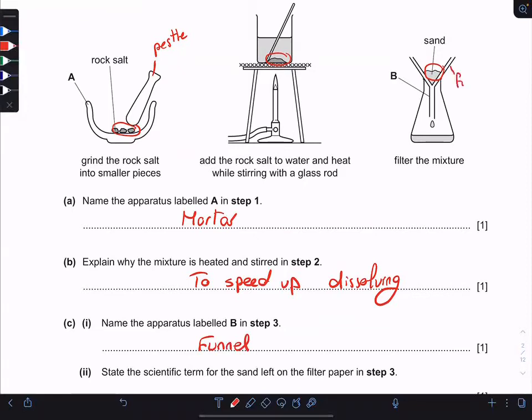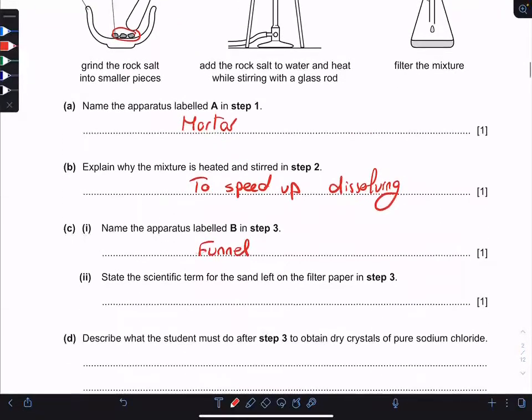Okay, this is called a funnel. This is called a filter paper. Don't mix them up, please. State the scientific term for the sand left in the paper: residue. Of course, if he asked about this, it is the filtrate.